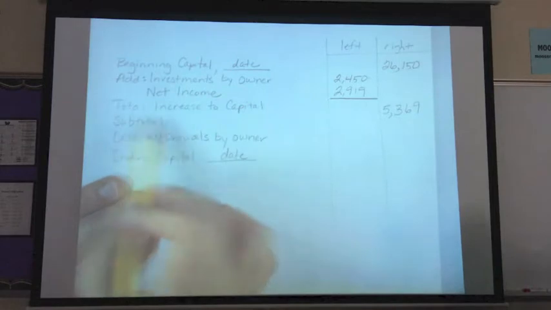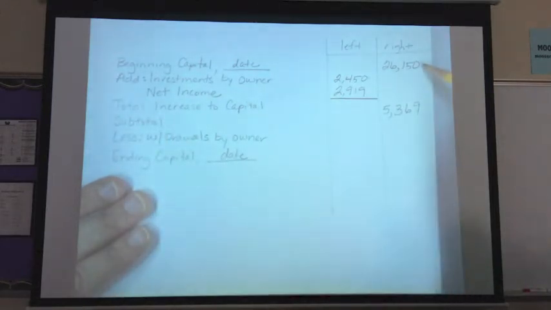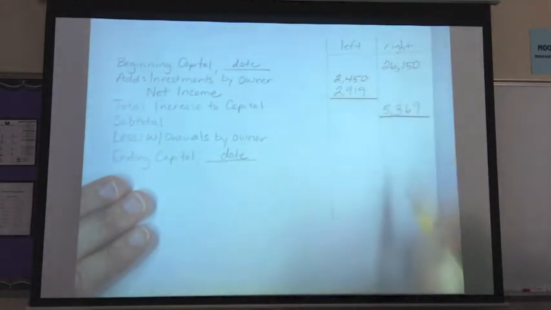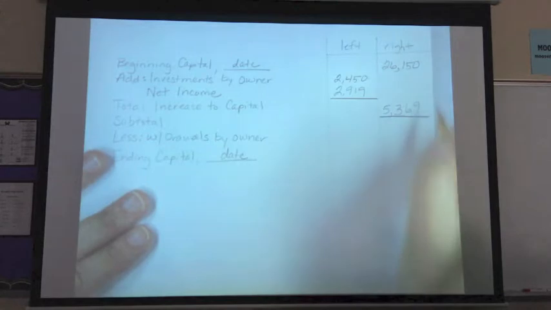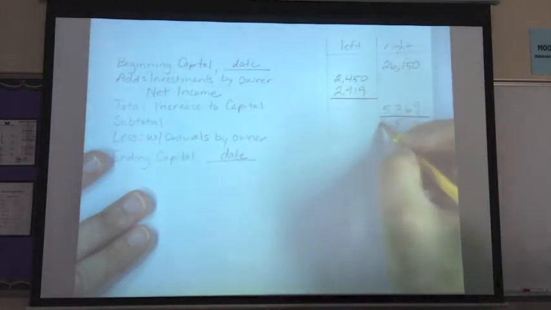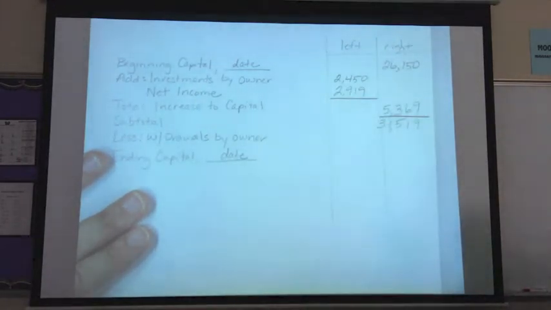Now we're going to be calculating our subtotal. We're going to take our beginning capital and add our total increases to get our subtotal, which in this case would be $31,519. I really hope my addition's right.